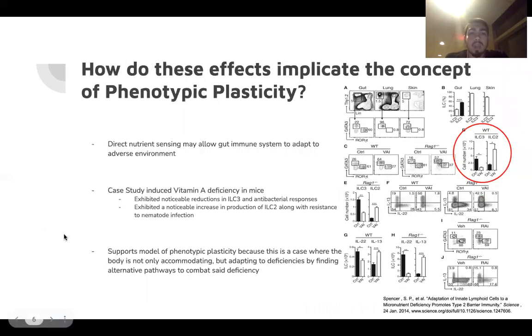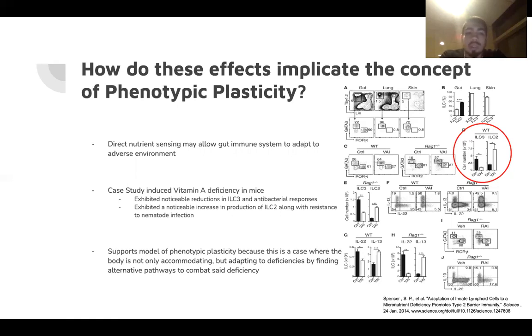So that's also really important when we're talking about the types of immunity that are being affected here. And then last but not least, how do these effects implicate the concept of phenotypic plasticity? So as we discussed prior, phenotypic plasticity is the concept that the body has the ability to find alternate pathways, right? When one pathway gets shut down, we can adapt to that. And so we're going to go over a case study that induced vitamin A deficiency in mice, right? And that's what this red circle is here. They noticed a noticeable reduction in ILC3 and antibacterial responses.